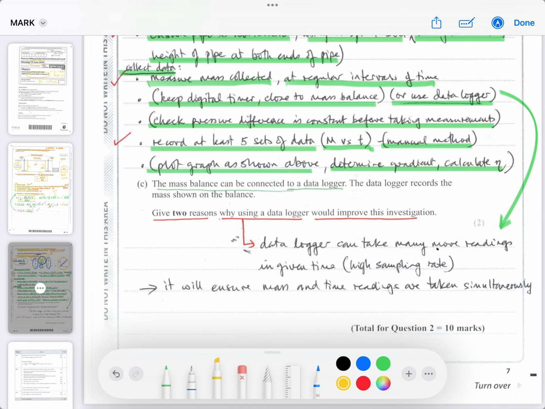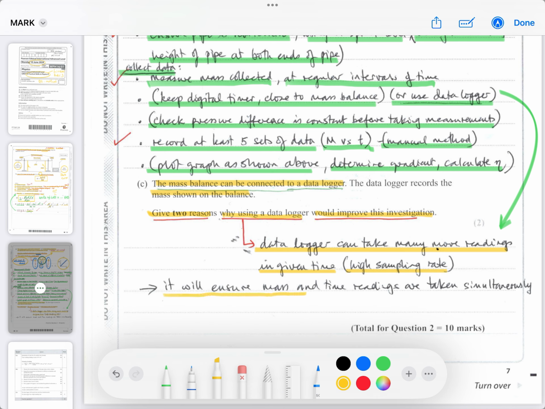Final part of the question, 10 marker, says the mass balance can be connected to a data logger. So the data logger records mass shown on the balance. Give 2 reasons why using a data logger would improve this investigation. Well, instead of having 5 points, the data logger can take many more readings in a given time. So over the time that you're doing the experiment for, you have a high sampling rate, so you can basically take measurements continuously, almost every 0.1 second, even if you wanted to.